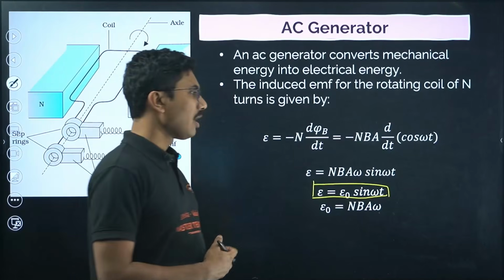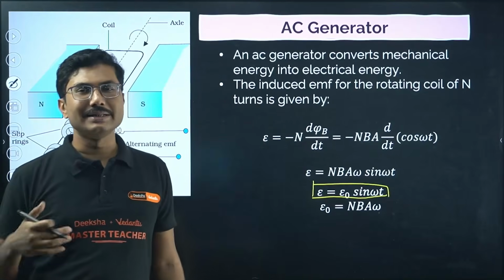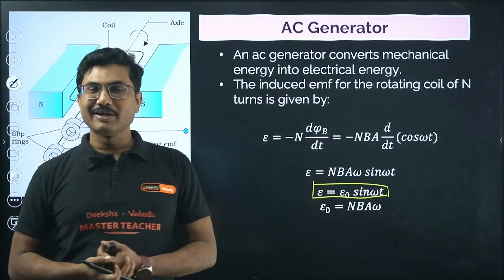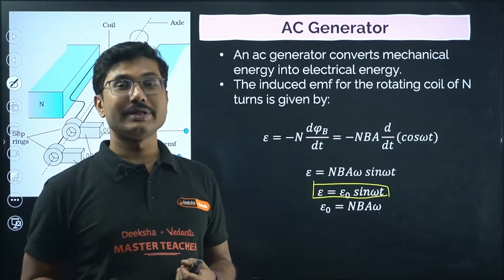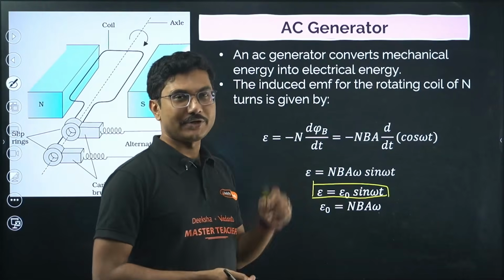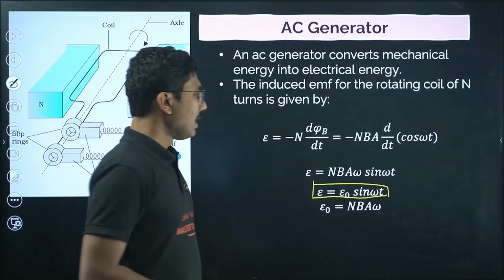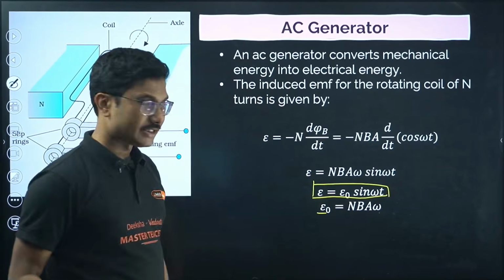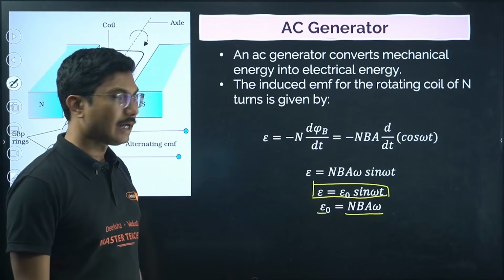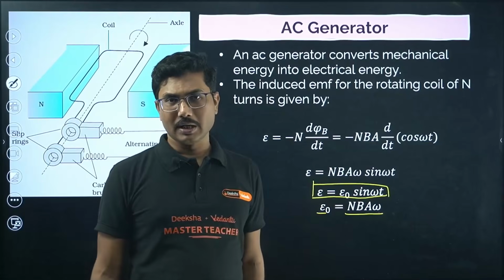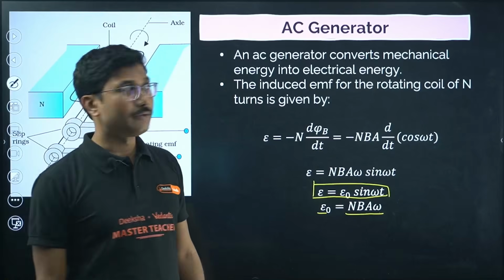We use AC in our household, and why do we use AC? There are two major reasons. One is that AC is easier to transmit, and obviously it is easier to produce as well. The current that we are getting from our power generating stations is in AC form, and that same AC can be transmitted easily without any requirement of converting it into DC. Here this epsilon naught is the maximum voltage generated, which is given by N A B omega, or N B A omega. Okay, N B A omega is the maximum voltage. You should remember this value as well.